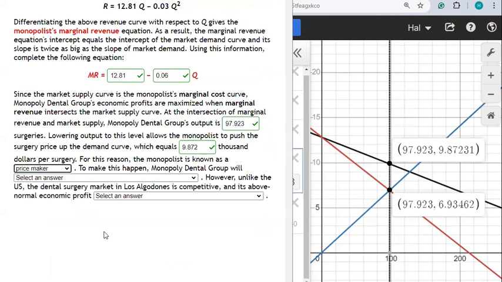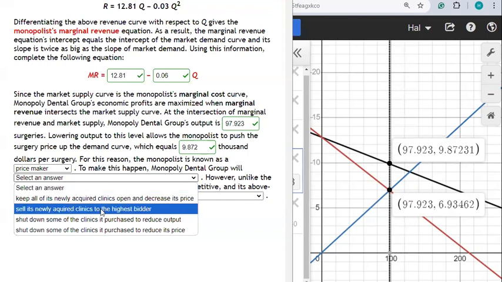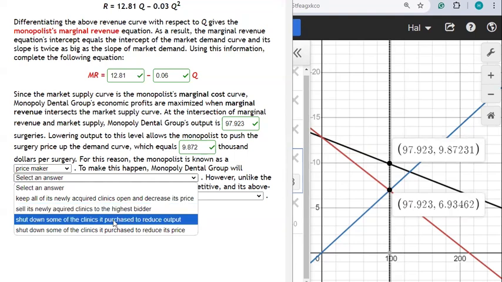Now, to make this happen, Monopoly Dental Group will what? Will it keep all of its newly acquired dental clinics open and decrease its price? No. Will it sell its newly acquired clinics to the highest bidder? No, because if it does that, that one clinic or those 2 clinics that it sells will become competitors and pull the price back down to the competitive equilibrium. Will it shut down some of the clinics it purchased to reduce output? Yeah, it'll shut down some of the clinics it purchased to reduce output.